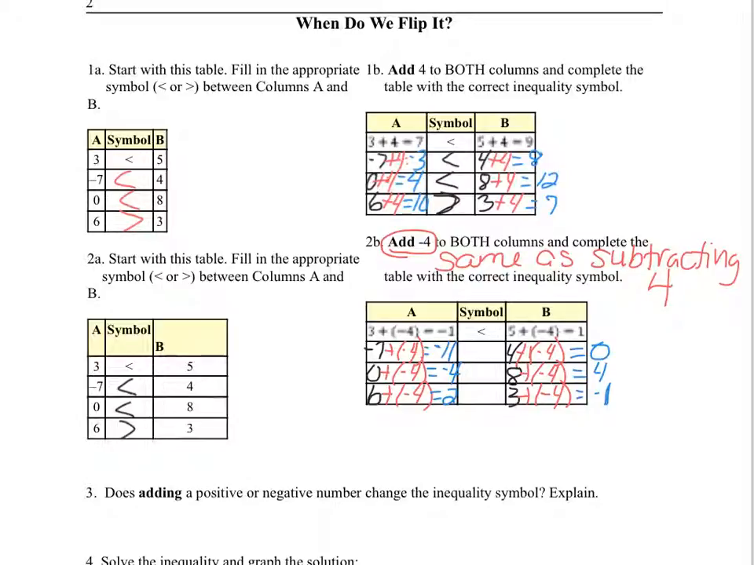Okay, so the first one they did for us. So compare -11 to 0. Well, -11 is less than 0. -4 and 4, well, that one is less than 4. And 2 and -1, well, 2 is greater than -1.